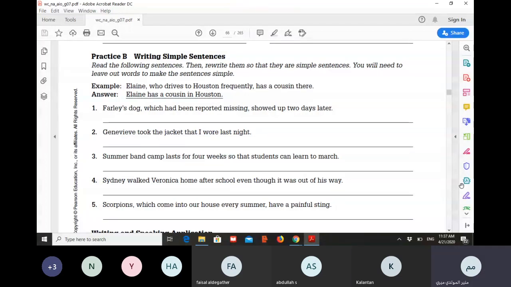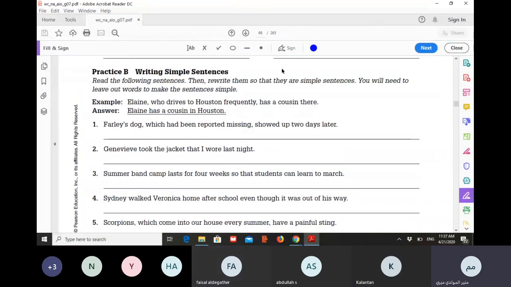But here, Abd Majid, look at the sentence. Farley's dog, which had been reported missing, showed up 2 days later. There is extra information that we don't need in the sentence. If you remove it, the sentence still works. Farley's dog showed up 2 days later. Excellent. That's the sentence. So you don't need to say which had been reported missing.